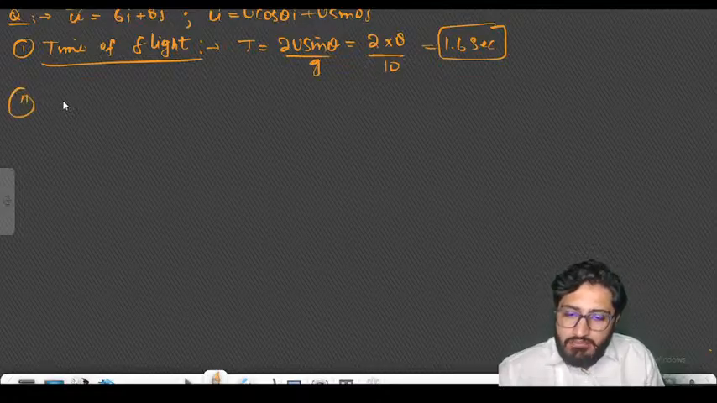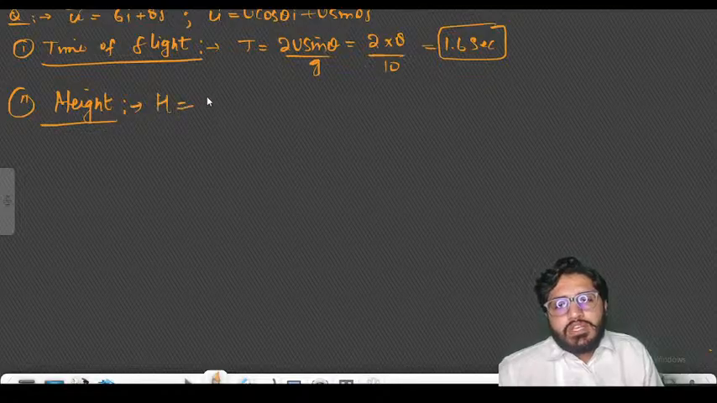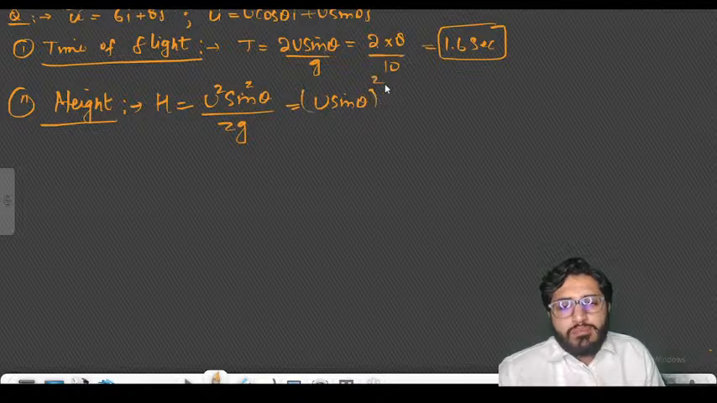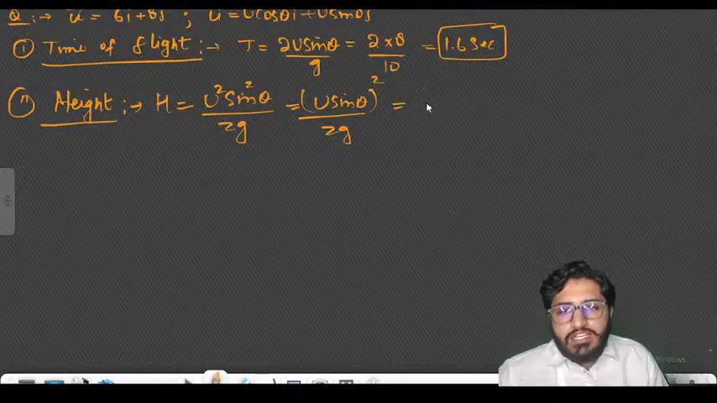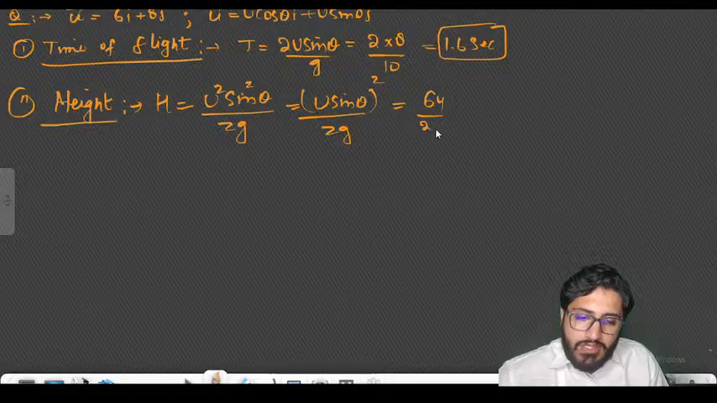Second is my height. How to find height now? What is height h? Is it u square sine square theta divided by 2g? So I can write u sine theta, and I will just square both of them, divided by 2g. U sine theta is 8, so it is 64 divided by 20. Is it 3.2 meters?